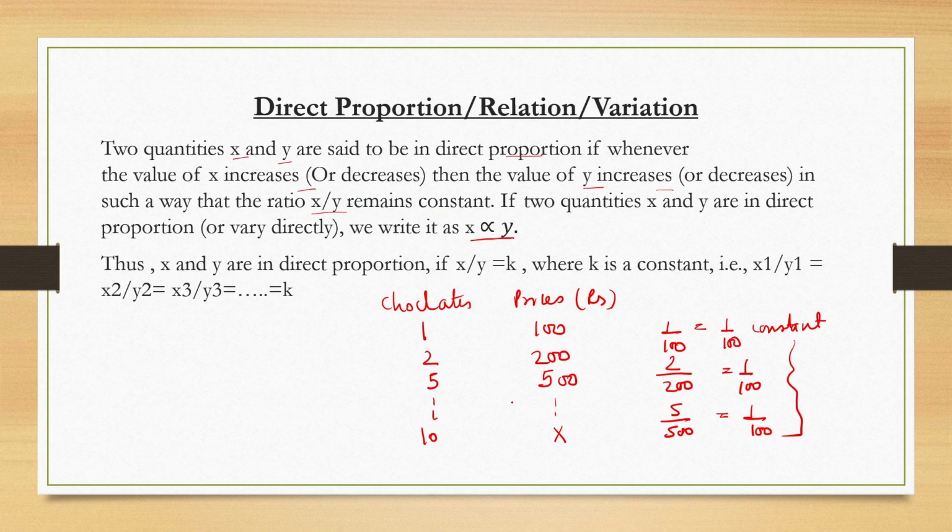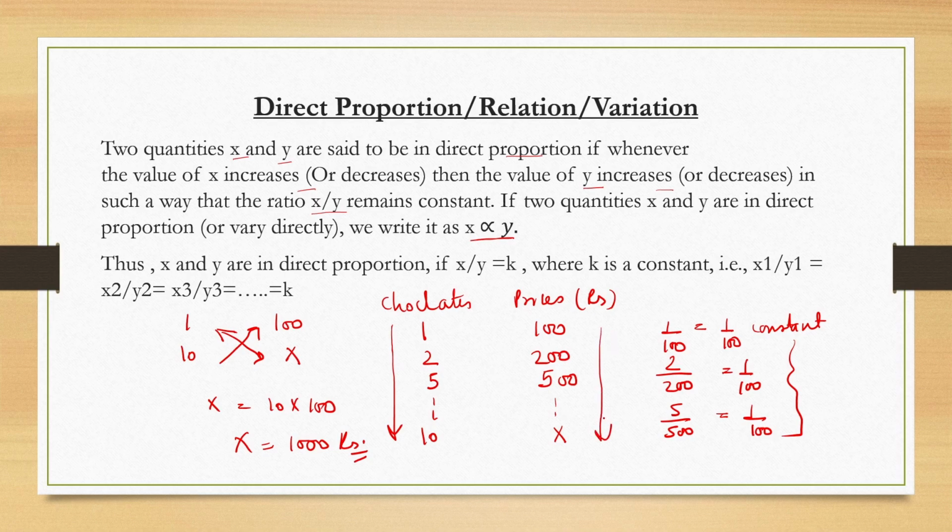So now I have to find out the price for 10 chocolates. One chocolate price is 100 rupees. 10 chocolates price, assume it's x. So we will do cross multiplication in this. So x equals 10 into 100, that is x equals 1000 rupees. The price is 1000 rupees, and we have to see that the chocolate quantity is increasing, then the price is also increasing. So in this way we find out whether it's a direct proportion or inverse proportion.